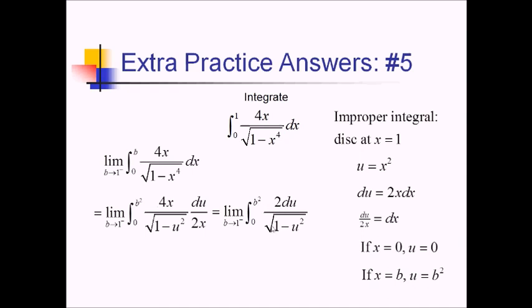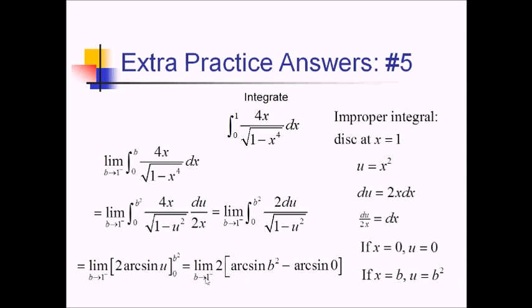At this point, it's time to take the antiderivative. Since I have 2 over the square root of 1 minus u squared, again, this is your arc sine format. This is going to be 2 arc sine of u evaluated from 0 to b squared as b approaches 1 from the left. All right, let's get to the bottom of this thing. I'm going to yank out this 2, and inside we're going to have arc sine of b squared minus arc sine of 0.